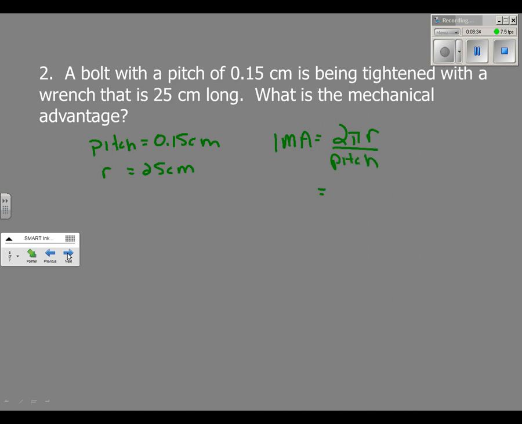In this case, that's going to be 2 pi times 25 centimeters divided by 0.15. Again, this example illustrates that you get huge mechanical advantages out of the simple screw. 2 times pi times 25 divided by 0.15 equals 1,047. No units on it because the centimeters cancel the centimeters, and nothing else has units. So that's a huge mechanical advantage.